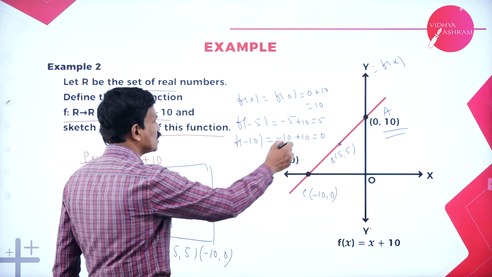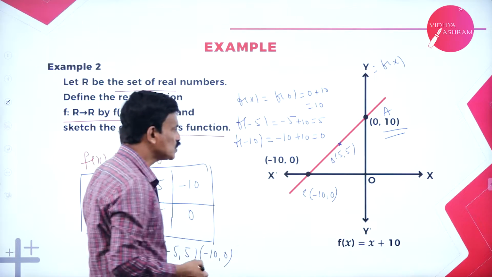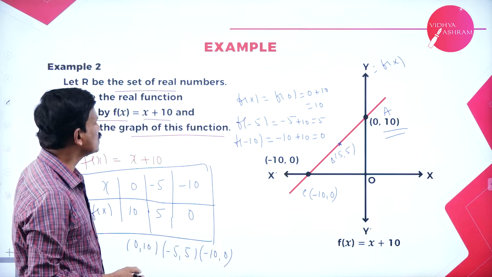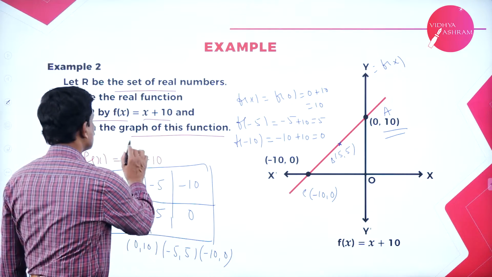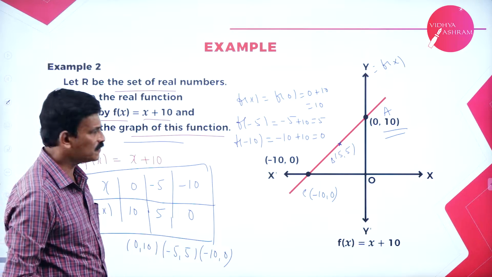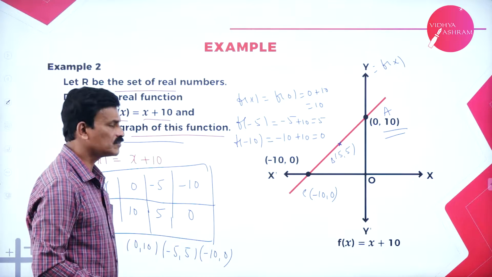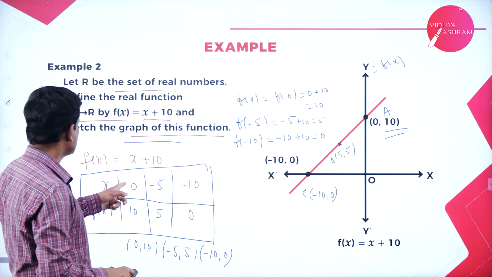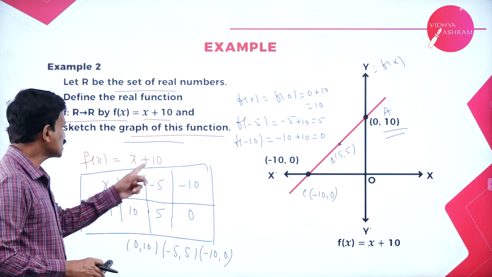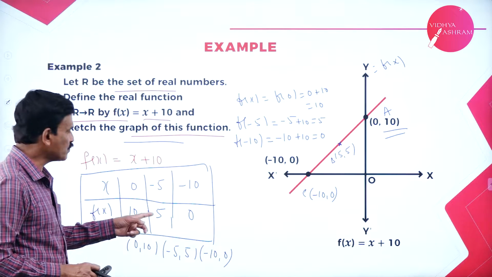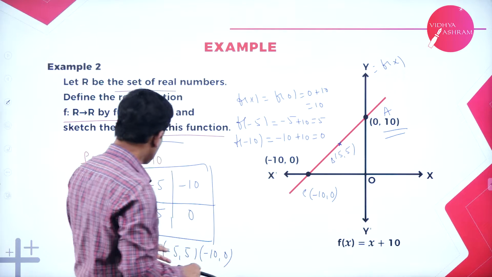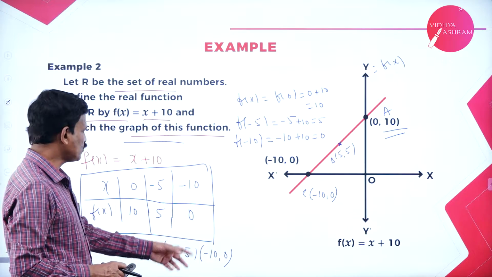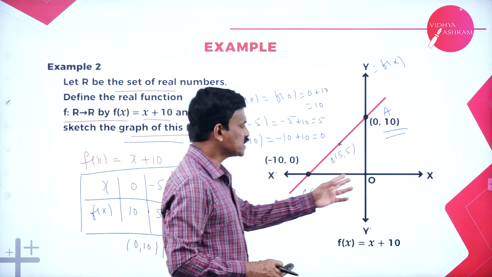So, the graph is nothing but a line which passes through the points A and C. Yes, a straight line which passes through the points A and C. This is the graph for the function. Yes, a straight line. Now, that's it. Listen. Put x is equal to 0, you will get f of x is 10, x is equal to minus 5, f of x is plus 5, and x is equal to minus 10, f of x is 0. So, the points are 0 comma 10, minus 5 comma 5 and minus 10 comma 0. Represent this on a graph.